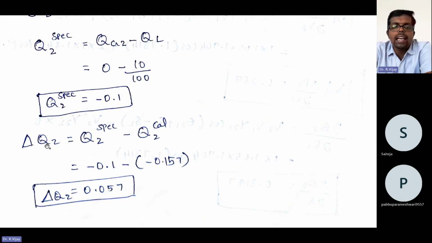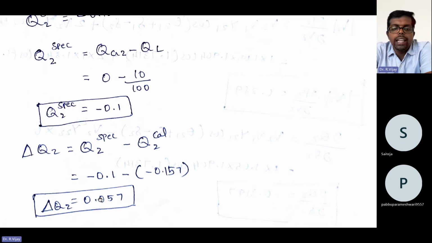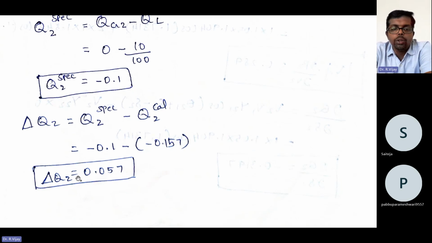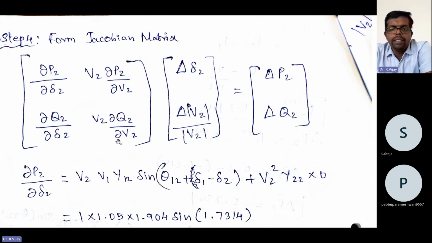So the change in the reactive power is equal to the specified value minus the calculated value. What is the specified value? Minus 0.1. What is the calculated value? Already we calculated. Just substitute it and simplify, and you will get the answer like this. Del Q2 is equal to 0.057. Whether you are getting the same answer or not, just put it in the comments. So you'll get the change in the reactive power as 0.057.